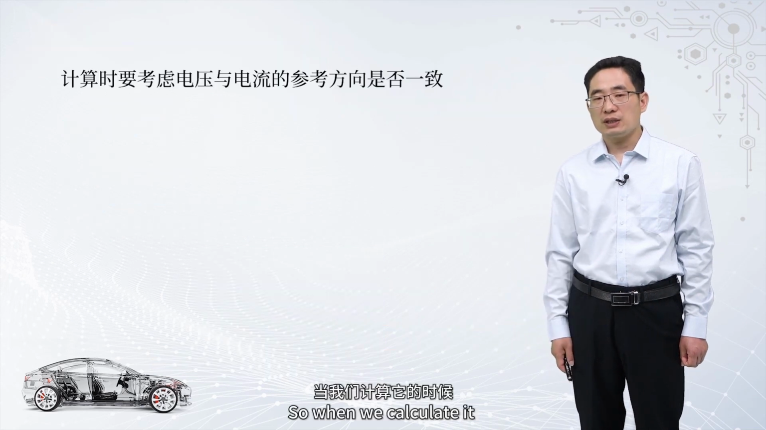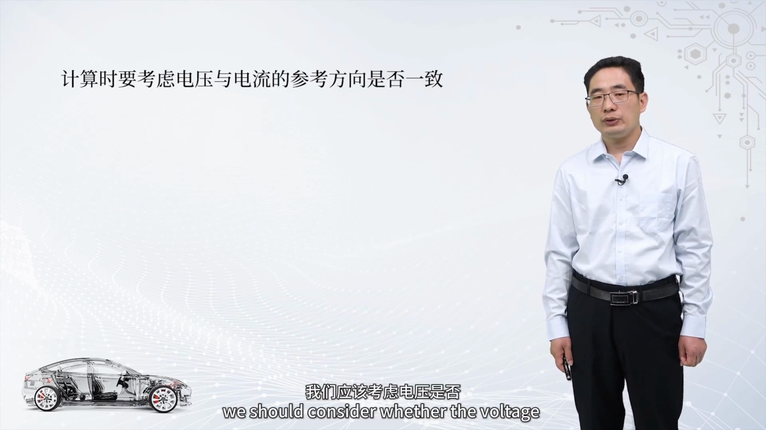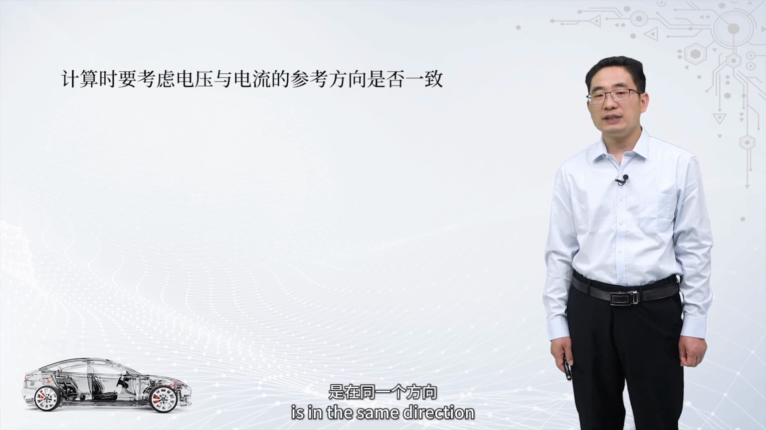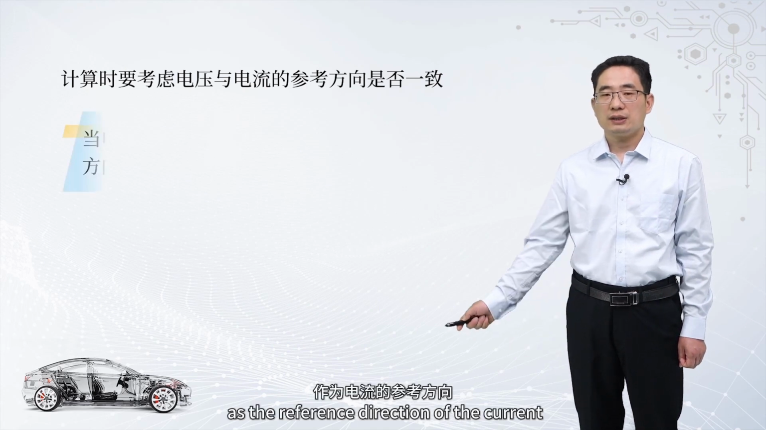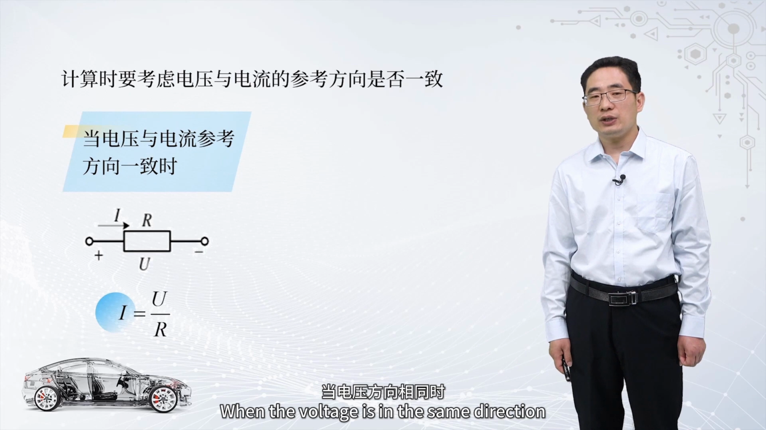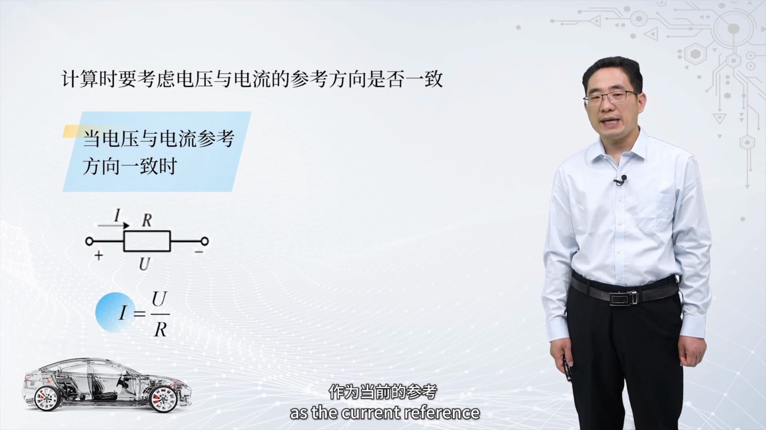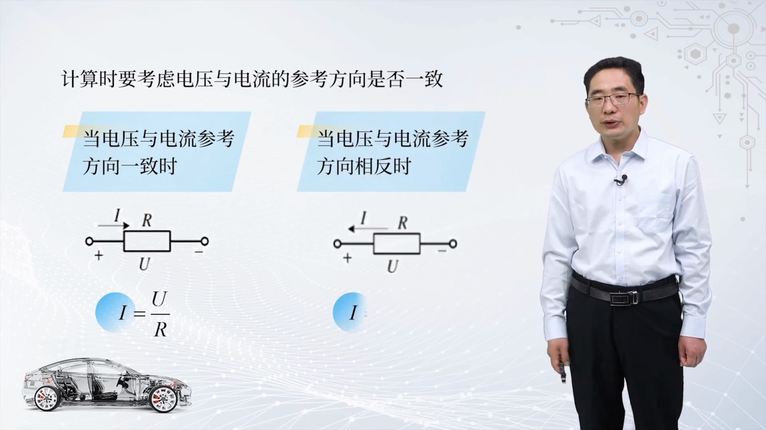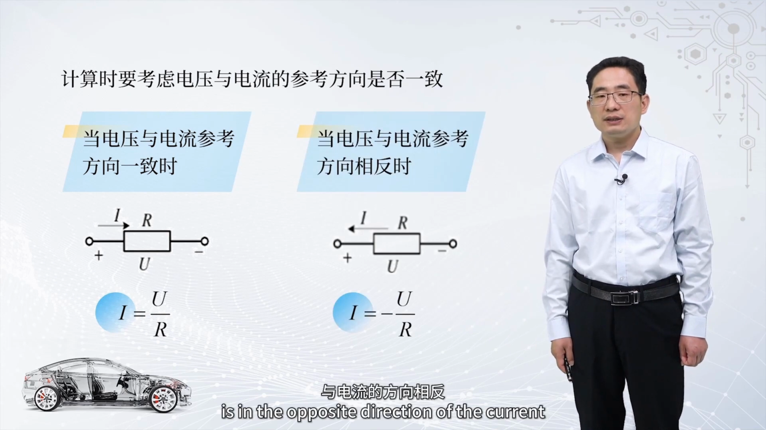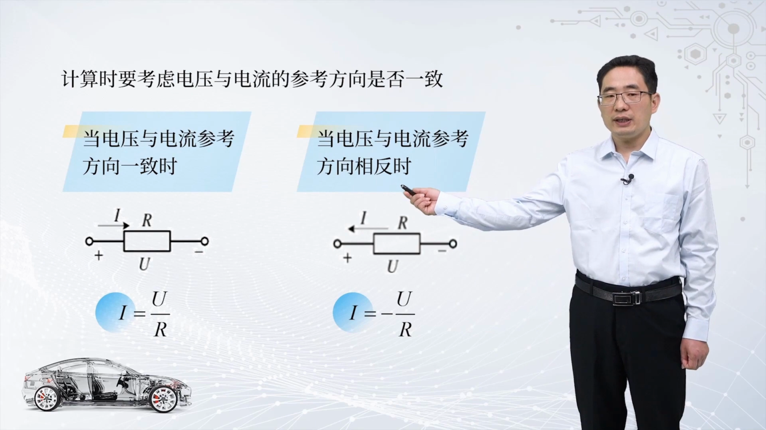So, when we calculate it, we should consider whether the voltage is in the same direction as the reference direction of the current. When the voltage is in the same direction as the current reference, I is equal to U over R. When the voltage is in the opposite direction of the current, a negative sign should be added.